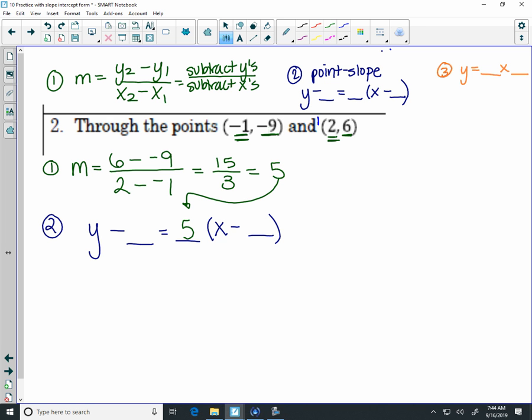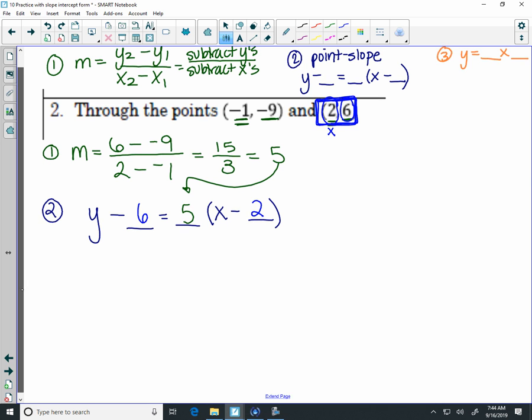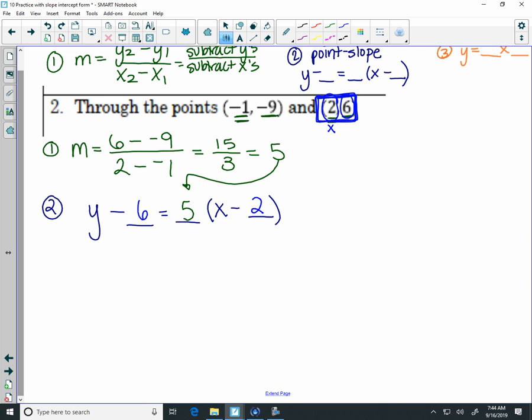I like to use a point with all positives if I can, so I'm going to use the point 2, 6. From that point, the x coordinate, which comes first, is going to go next to your x in your equation. And the y coordinate is going to go next to your y. X next to x, y next to y. And that's point slope. That's an equation of a line. So if all you're asked for is an equation, you're done.